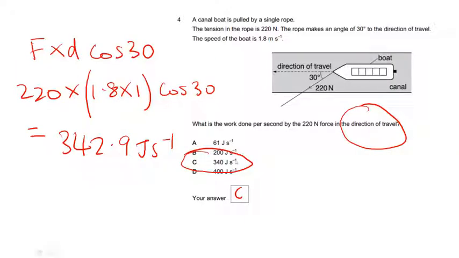And then here, the work done per second. So force times distance is work done. But here it says in the direction of travel, so in the direction of travel, you need to use cos 30. So force is 220, because the question says 220 newtons, times the distance traveled. Now it says work done per second, so you need to do 1.8 times 1, which is 1.8. The cos theta is included in this part. So if you do 220 times 1.8 times 1 times cos 30, you end up with 342.9, which is C.